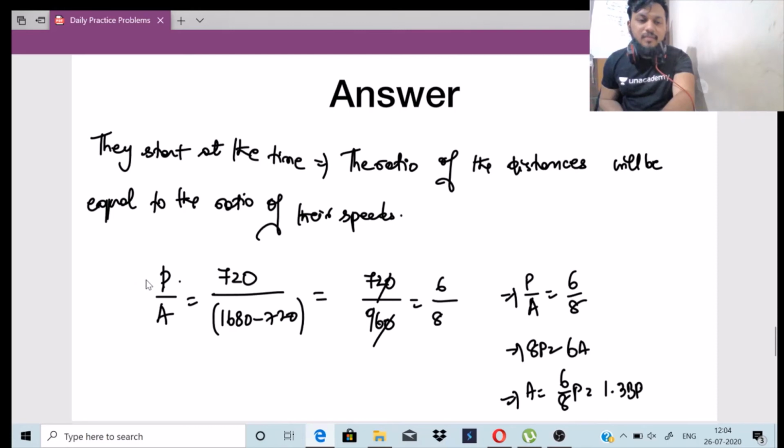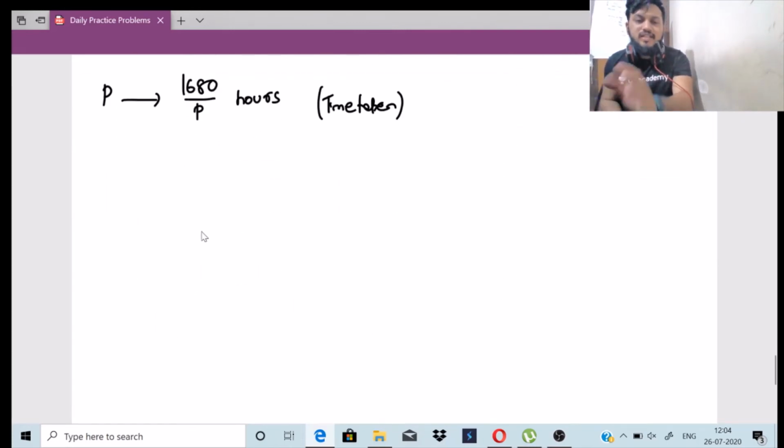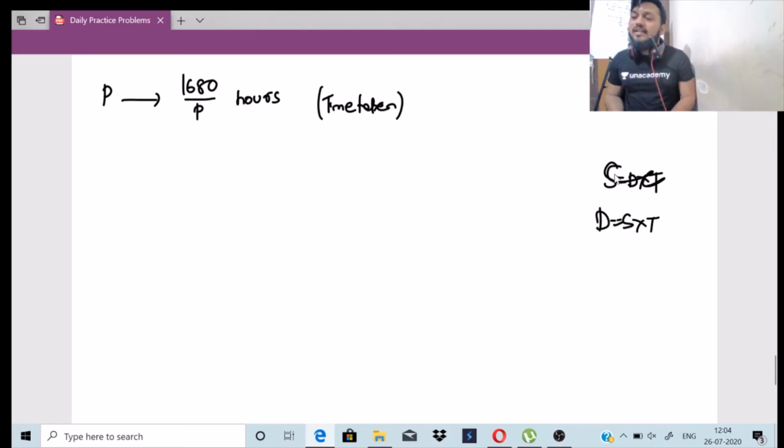P by A का मतलब क्या है? ये इन दोनों का speed है, right? So total distance by time is speed, right? Distance by speed will give you the time taken, right? In speed, time and distance, this formula always remember: distance is equal to speed into time, okay?